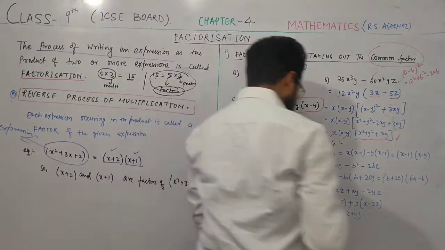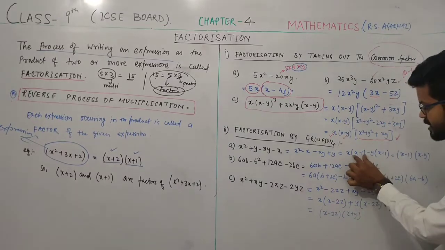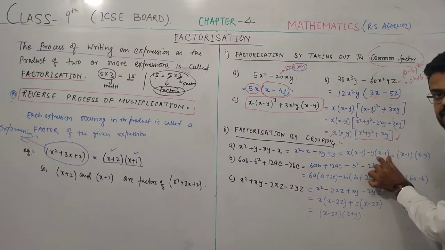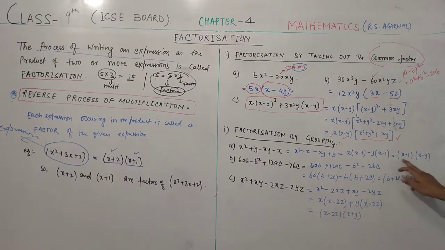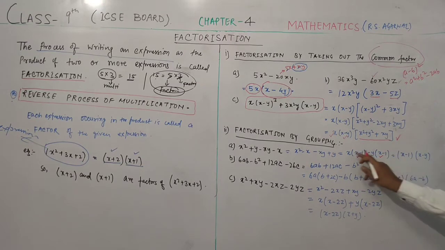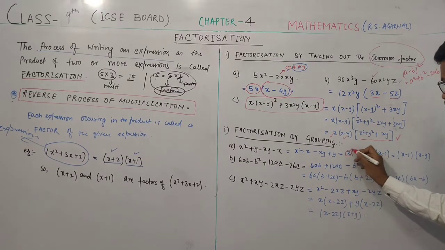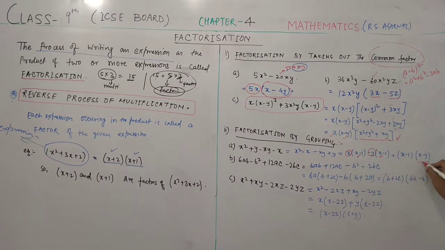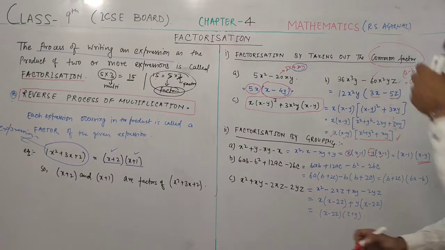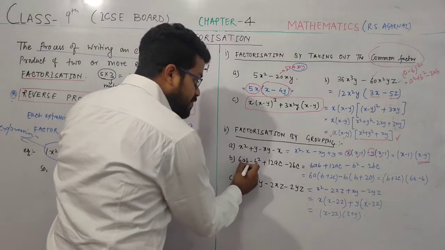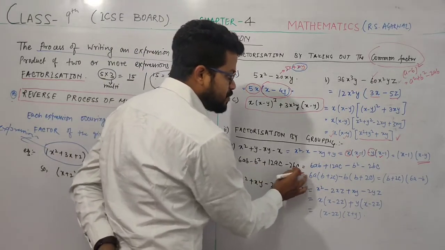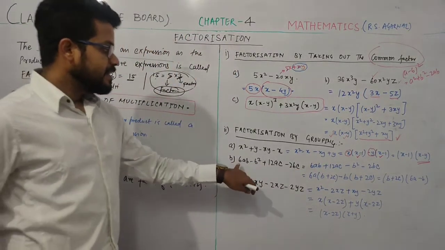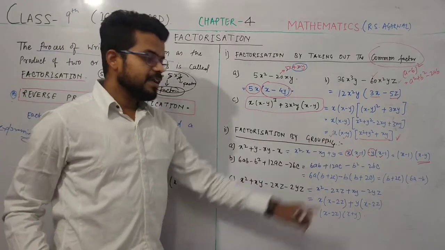So again, if I take a common here, this is x minus 1 and this is x minus 1 also. If I take x minus 1 common, the remaining one is x and this minus y, so this is x minus y. Similarly, 6ab minus b square plus 12ac minus 2bc is an example of factorization by grouping.